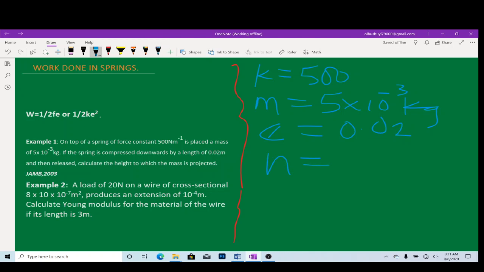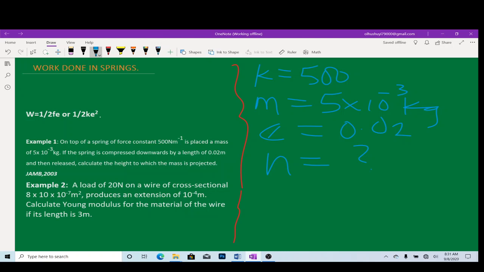Calculate the height to which the mass is projected. That's the new length, that's what they are looking for. Not just the new length, but the total length that is now having, that should be your L1 plus L2. And that will be your L2 rather. But we are not dealing with that now, because we are dealing with work done in that spring. So H is what we are looking for.